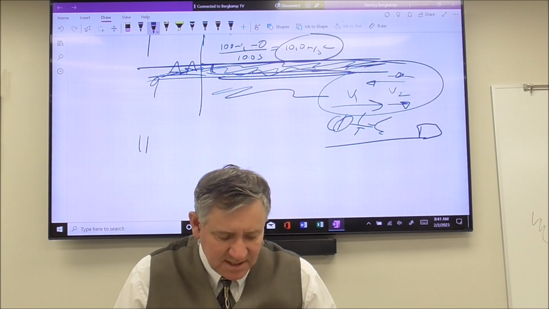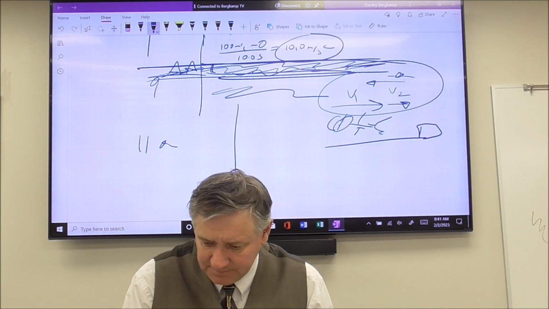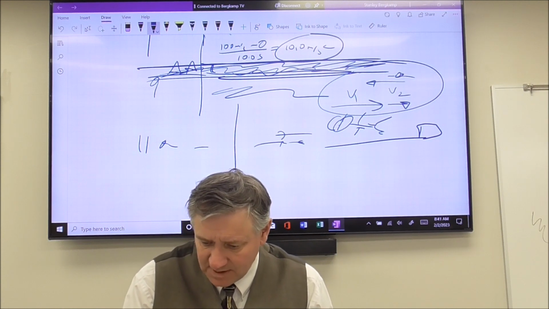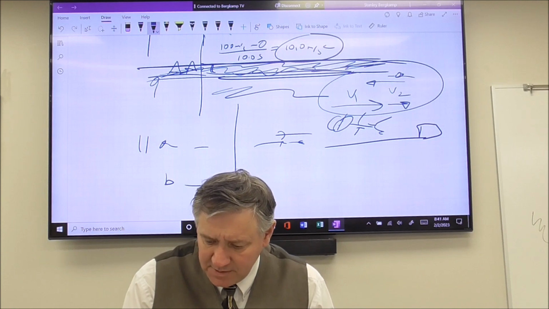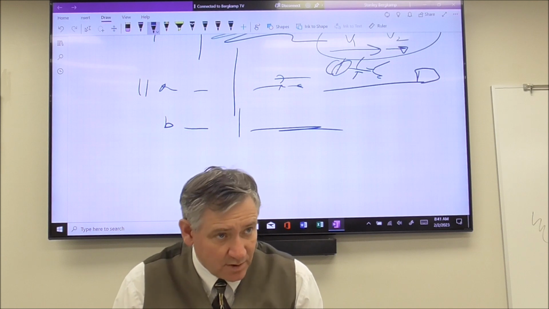Then on B, it says, what's her acceleration? So 11A, boom, here's your line. You've got those vectors over here. Boom, that's all you have to have. Now, when you do 11B, I want the answer to B here and the work over here.